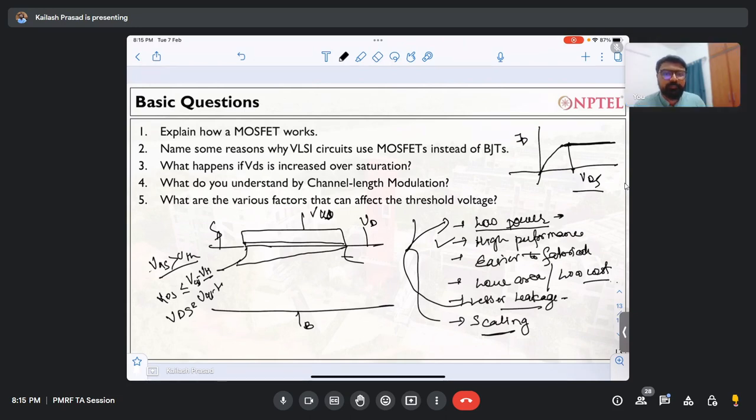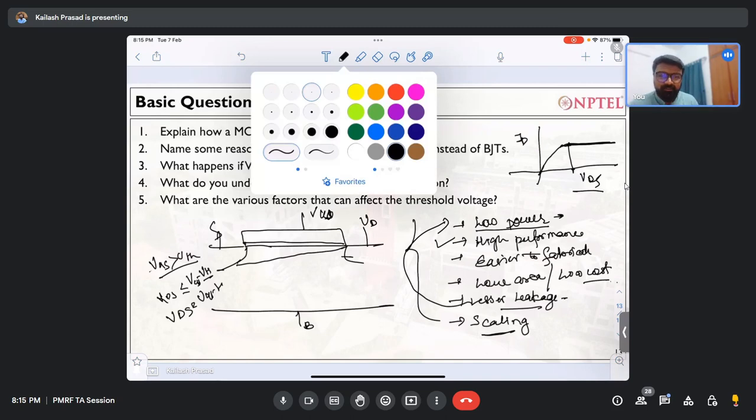Yes, sir. Channel length is reduced when we increase the VDS. Then what happens? The depletion layer near the drain region is increased. That's why the effective channel length is reduced. Due to the decrease in effective channel length, we have an increase in our saturation current, ID also. Okay. Thank you very much. Right, that's the answer I was expecting.